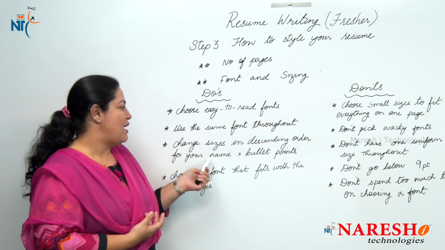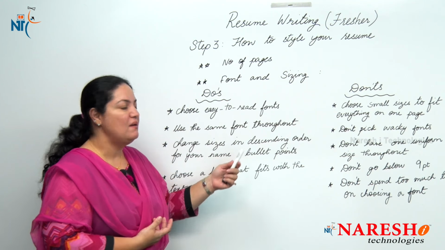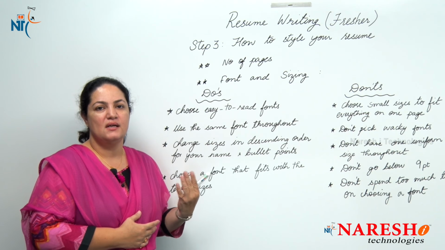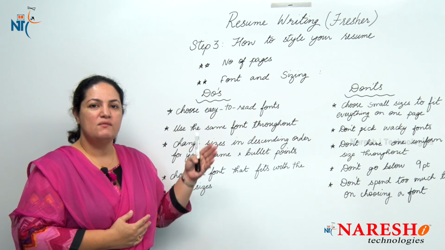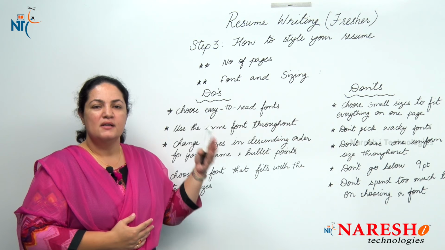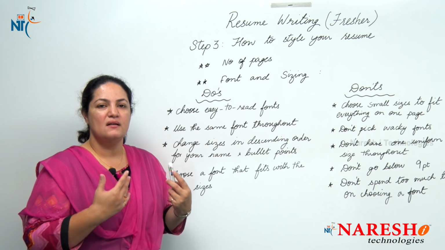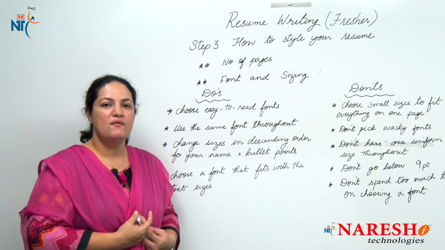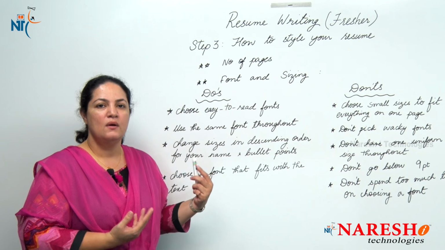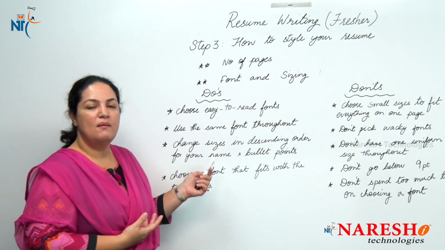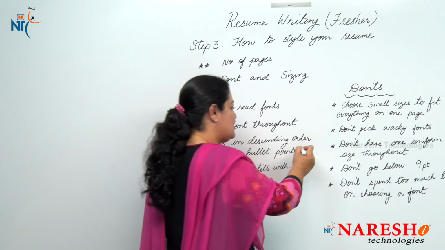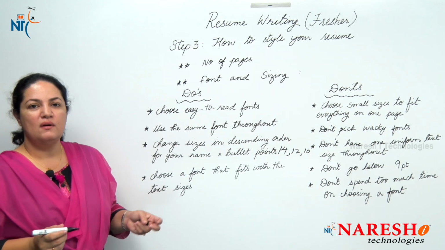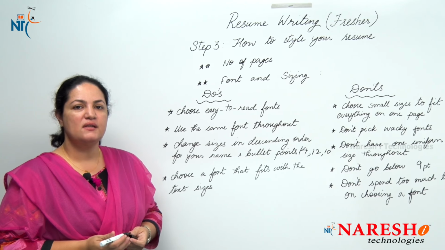Next, change sizes in descending order from your name to your bullet points. Usually your name has to be the biggest size. What we usually follow is 14, 12, 10. So 14 would be for your heading, 12 for your subheadings, and 10 for your sub points, or bullet points. That is normally what we follow. But again, as I said, there is no hard and fast rule, it depends on the document and the information that you are providing.